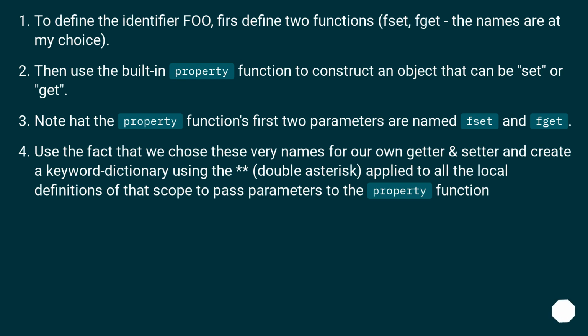To define the identifier foo, first define two functions, fset and fget, the names are at my choice. Then use the built-in property function to construct an object that can be set or get. Note that the property function's first two parameters are named fset and fget. Use the fact that we chose these very names for our own getter and setter, and create a keyword dictionary using the double asterisk, applied to all the local definitions of that scope, to pass parameters to the property function.